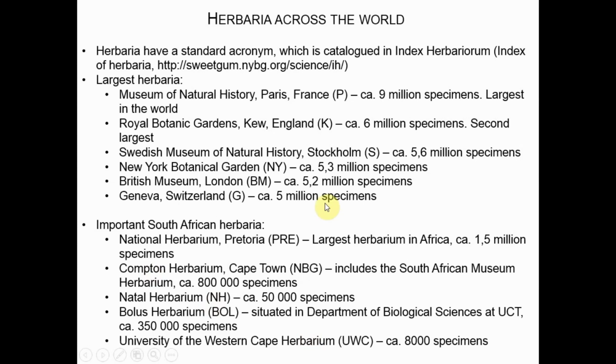And then each university also has a herbarium to facilitate research. So when you have a herbarium at a university, it means that you can receive specimens on loan from these herbaria to study, and then you send them back when you're done. The largest university herbarium is the Bolus Herbarium at UCT, and then we also have a herbarium at UWC which houses about 8,000 specimens.